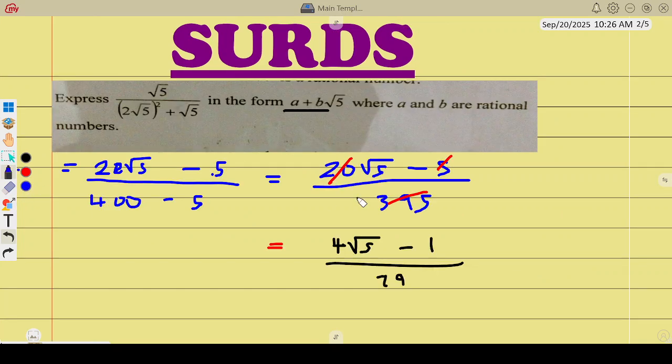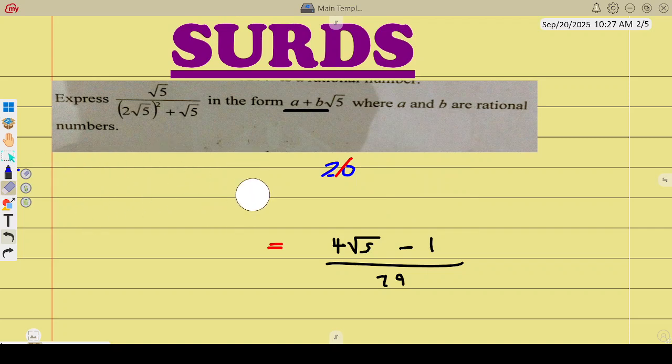I just thought of mentioning that so that you know a number is divisible by 5: as long as it ends with 0 or 5, it is always divisible by 5. Any number that ends with 0 or 5, then you can divide by 5. So this is the answer that we get: 4 root 5 minus 1 over 79.